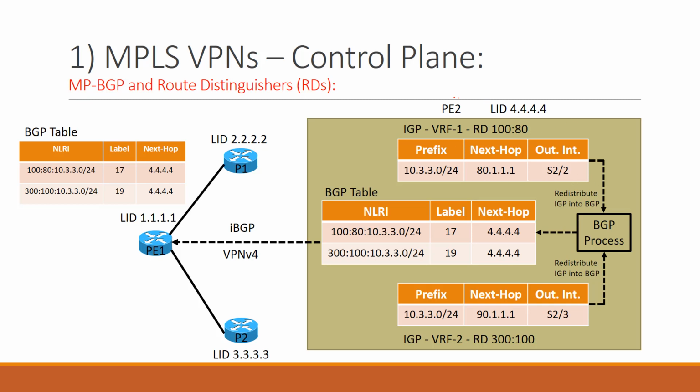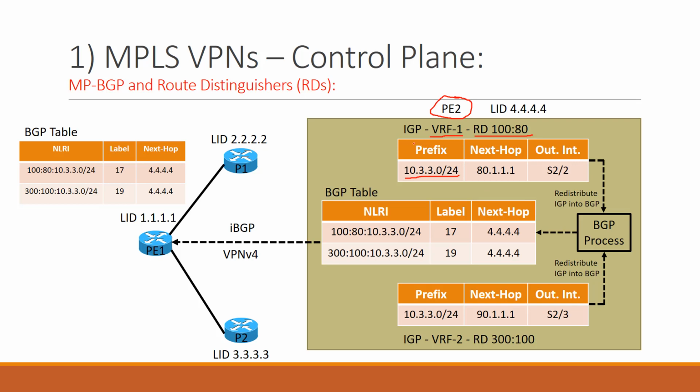By the way, the gray square represents provider edge 2. As we mentioned, it learned about 10.3.3.0 from customer 1 site B, and it stored this information inside VRF1 that has a route distinguisher value 100:80, and we will see the format of the route distinguisher in the next slide.